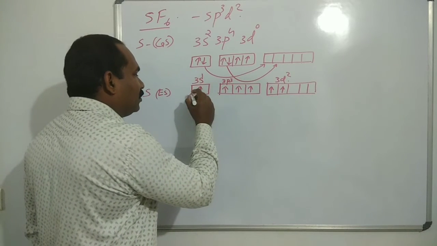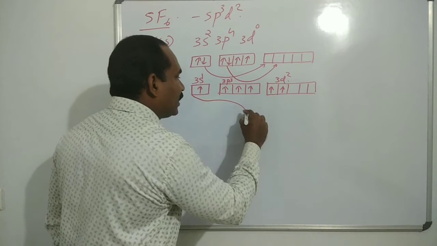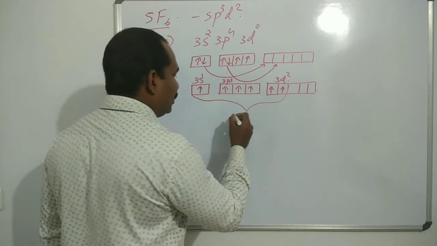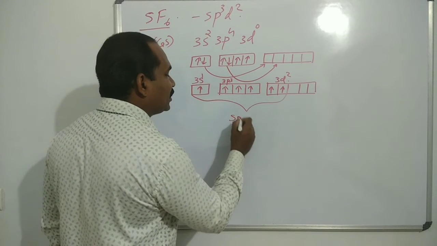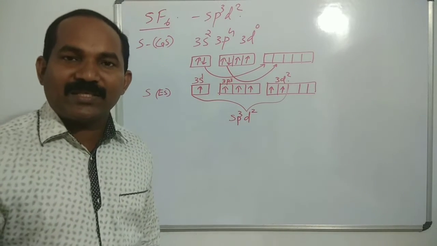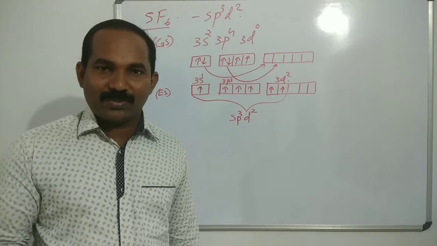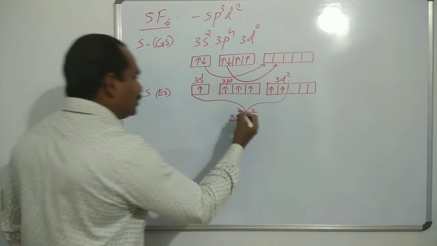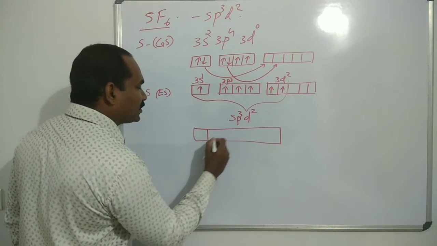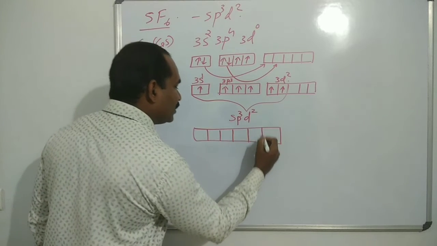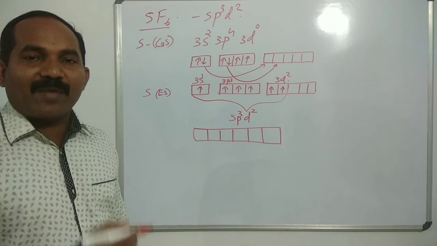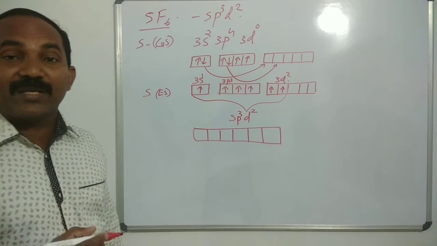Now 1 s, 3 p and 2 d orbitals undergo hybridization. The hybridization is sp3d2. Are you clear? Yes. Then after the hybridization, the energy of the hybridized orbitals is the same. Similarly, they have identical shapes. After the hybridization, the hybridized orbitals have identical shapes and equivalent energy.